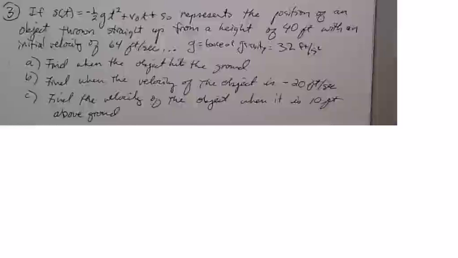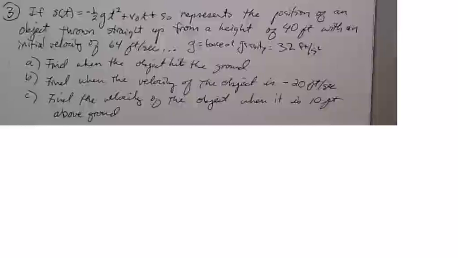Graphing calculator problem number 3, unit 4 study guide. Another projectile motion problem. If s of t equals -1/2 gt squared plus v naught t plus s naught represents the position of an object thrown straight up from an initial height of 40 feet with an initial velocity of 64 feet per second, and we know that g, the force of gravity, is 32 feet per second squared, we want to find when the object hits the ground.